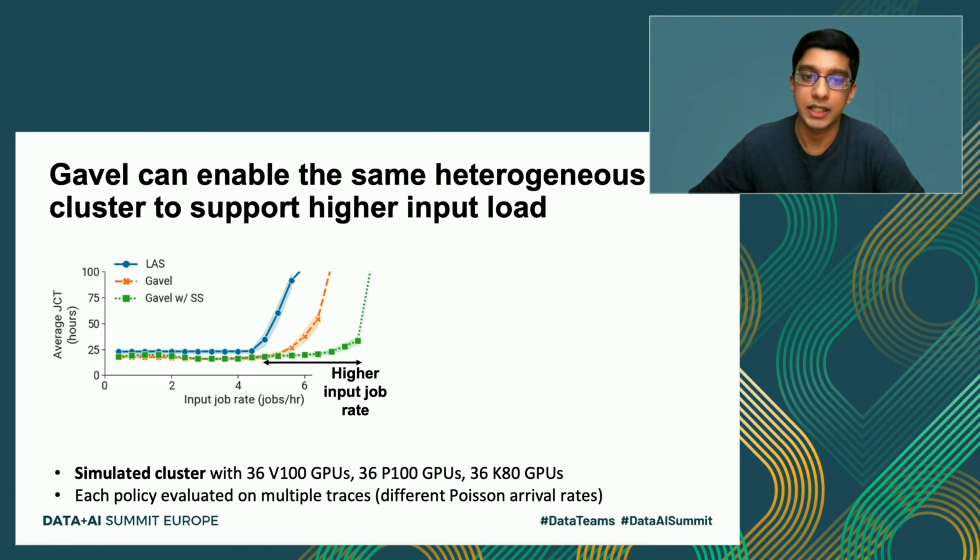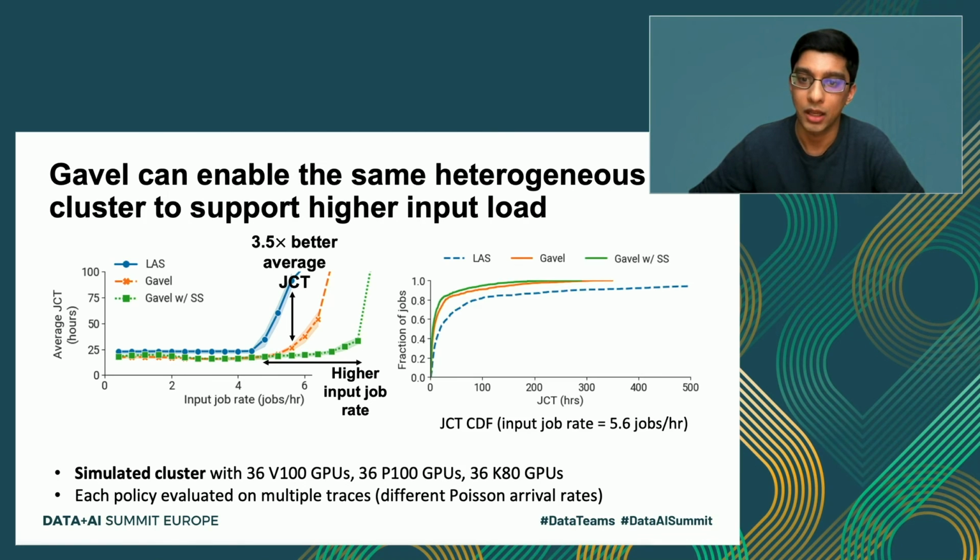The first is that with the heterogeneity-aware policies, we're able to support a higher input job rate compared to the baseline. And then for a given input job rate, we're able to support up to a 3.5x better average job completion time. We can also look at a CDF of the job completion times, and we'll find that with the heterogeneity-aware policies, we have a shorter CDF tail.